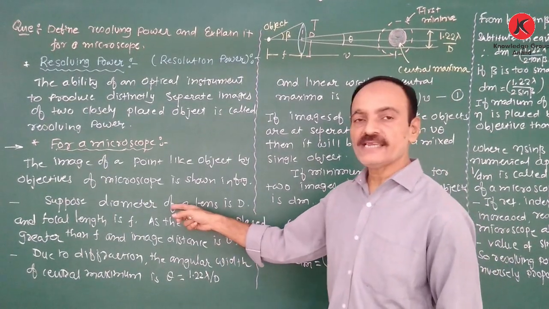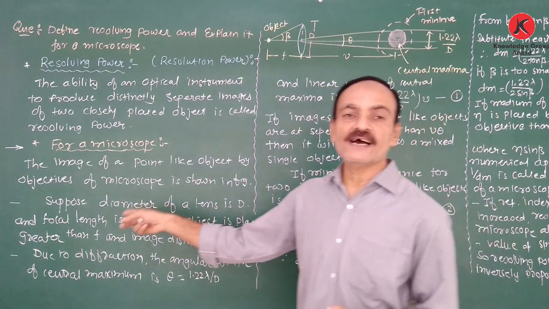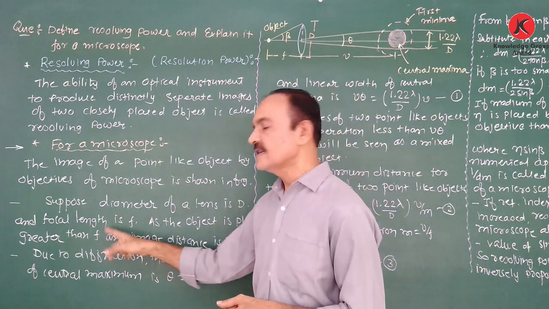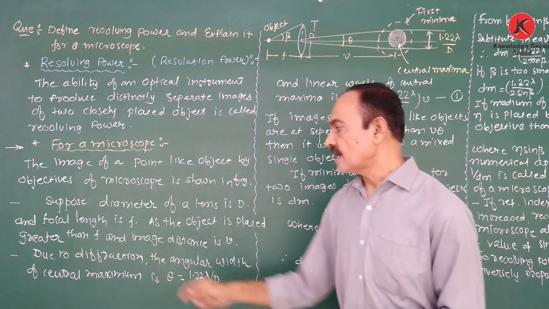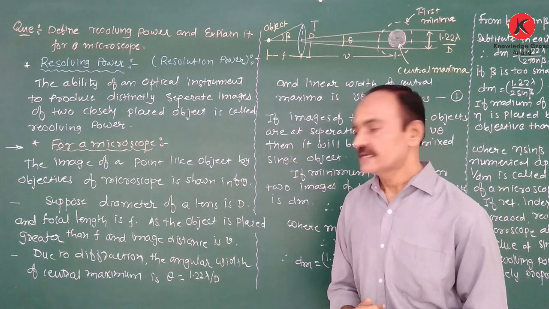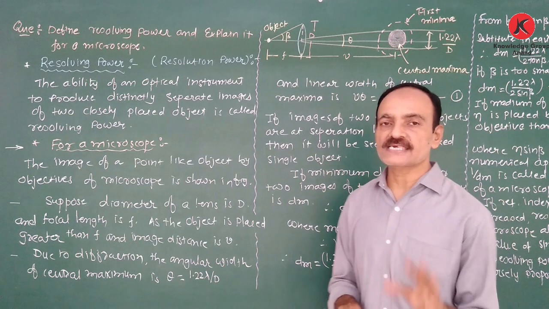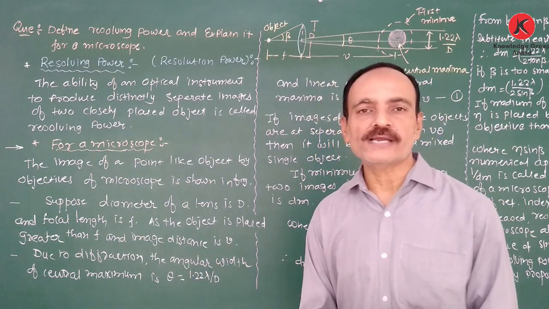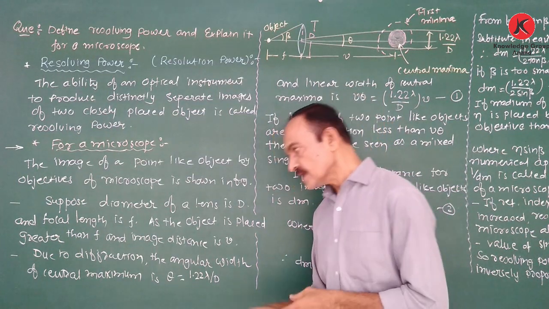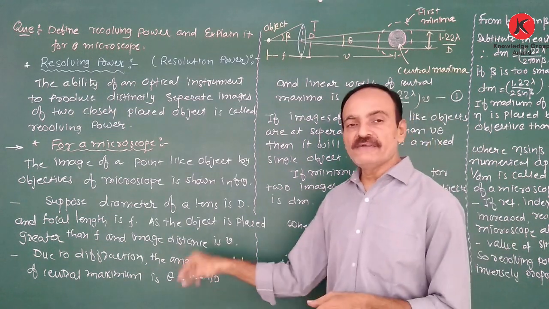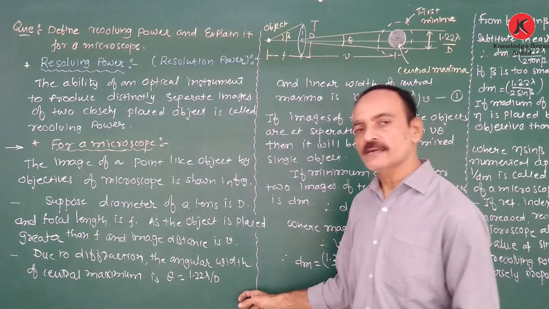Here it is given again: the diameter of the lens is D, focal length is F, and the object is placed greater than the F distance, that means the object distance is more than the focal length of the lens. The image is formed at distance V. Due to the diffraction phenomenon, the image is not focused at a sharp point, but is obtained in the form of circular rings. So in that case, the angular width of the central maxima is theta equal to 1.22 lambda upon D.